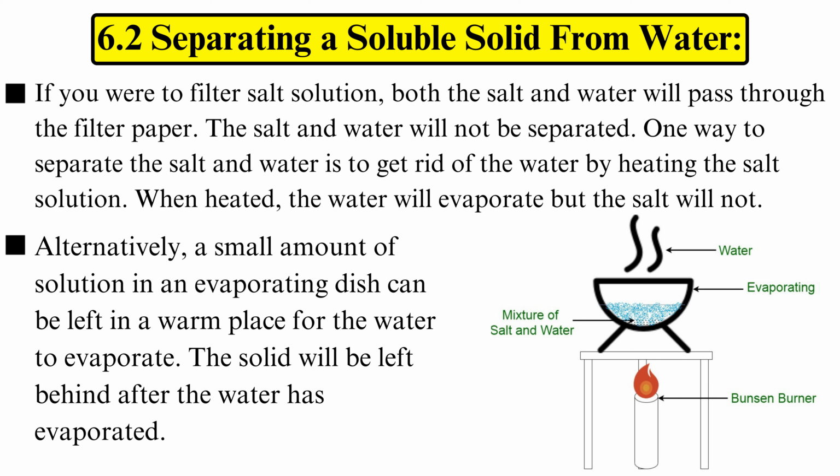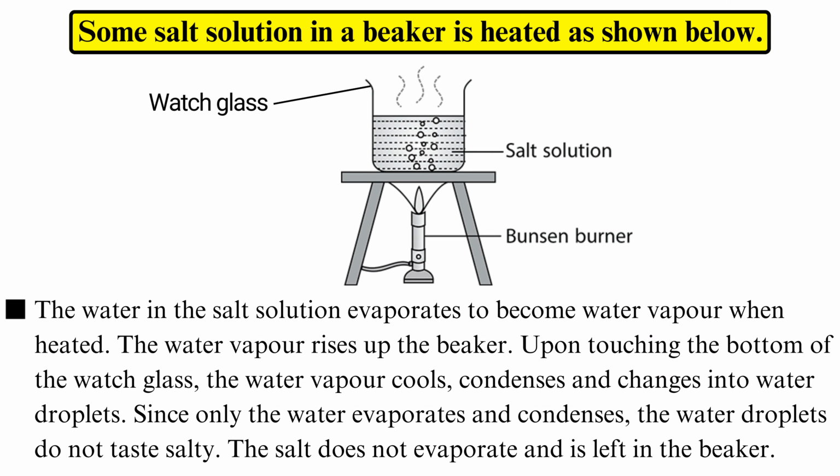Alternatively, a small amount of solution in an evaporating dish can be left in a warm place for the water to evaporate. The solid will be left behind after the water has evaporated. Some salt solution in a beaker is heated as shown below. We have a tripod stand. Under the tripod stand, we have a Bunsen burner, salt solution in a beaker, and the watch glass.